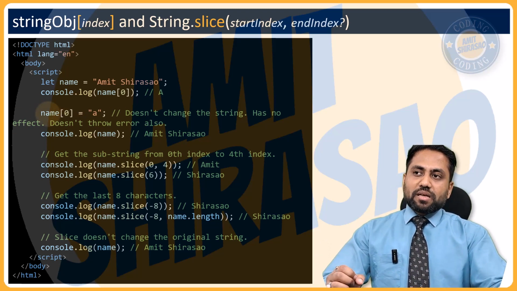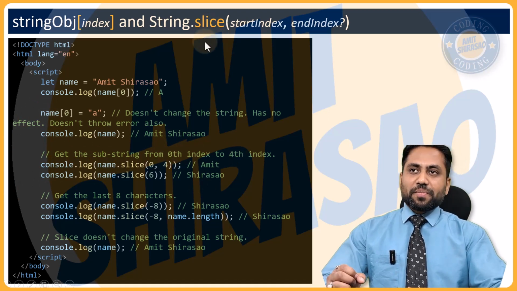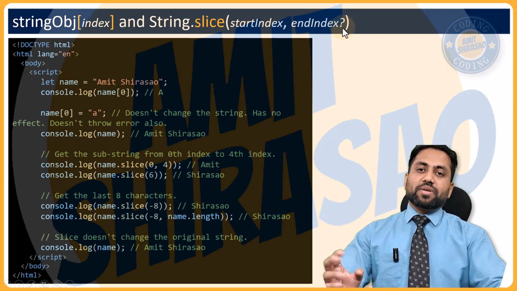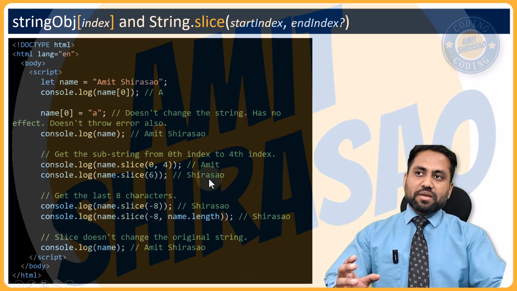Then get the substring from the 0th index till the 4th index. So this is the slice method. Here notice that this question mark means it's an optional parameter, so you can skip it, like here the second parameter is not given. So from the 6th index, it will go till the end of the string.